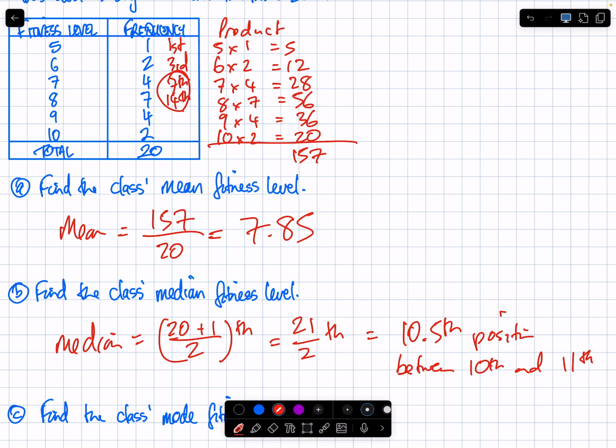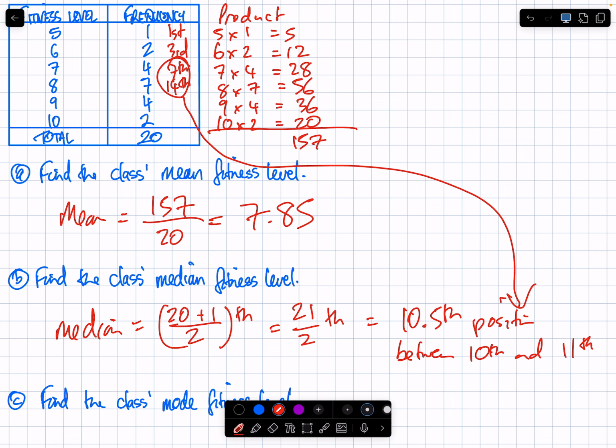How does that help us out finding the median? Well, what can we see here? The 8th number is going to be 8. The 9th number is going to be 8. The 10th number is going to be 8. So what's halfway between 8 and 8? What's the average of 8 and 8? 8 plus 8 is 16, divided by 2, still going to be 8. So the median is going to be 8.